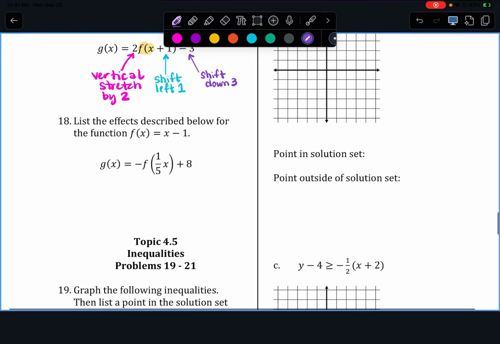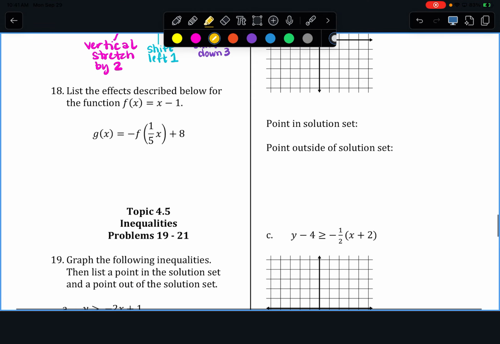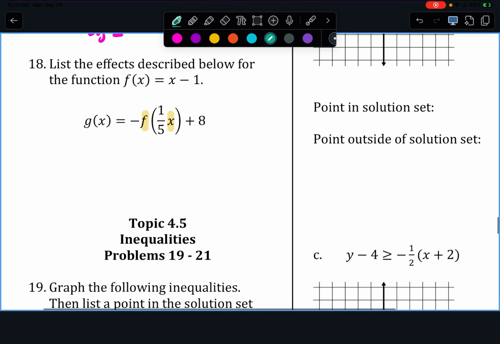All right, moving on to this next one. Again, they're giving me the original f of x, but I don't care about the original f of x. I only care about what's happening to it. So we just need to describe what all these other numbers are doing on the outside. This is a -1 multiplier, and anytime you see a -1 multiplier on the outside, it's negating the y's, which means it's a reflection over the x-axis.